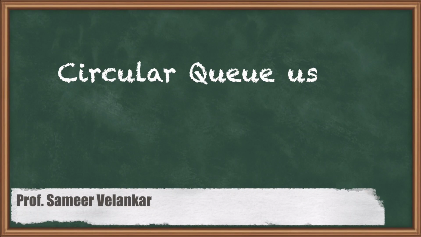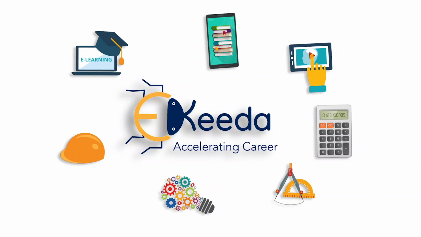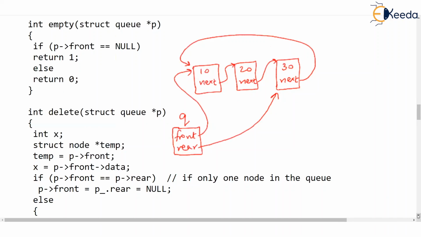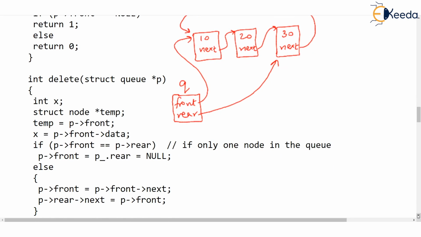Hello dear students. In this video, we will see how to delete a node from a circular linked list. It will be almost the same as that of a linear queue, except for one if statement that we will have to add. Just check that I have drawn a circular queue containing 10, 20, 30, and 30's next, as you all see, is pointing back to 10, the front node.